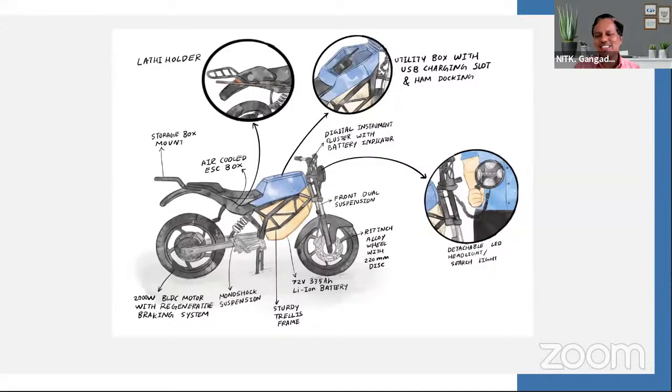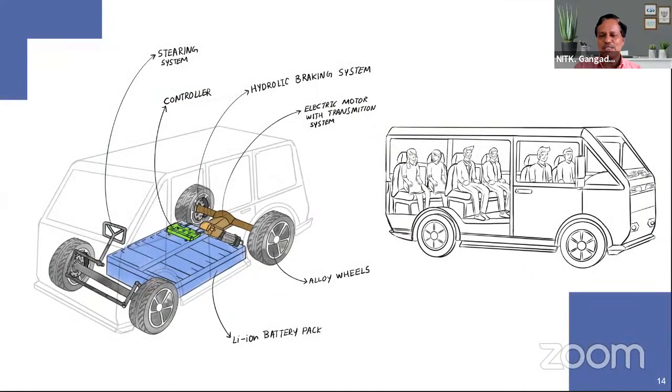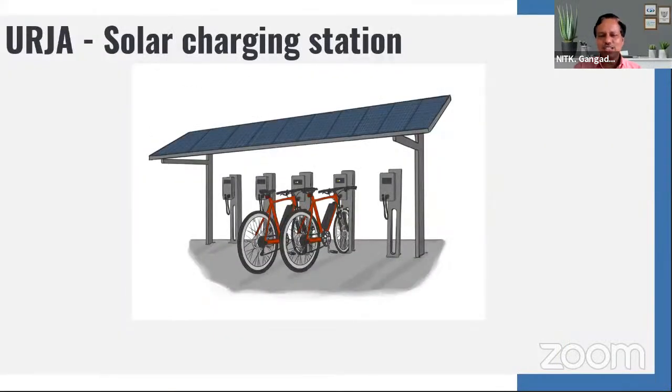You can see the artist makes it in his own way, and whether we are able to make it in a similar fashion or not depends on engineering feasibility. But he grabs the information from the user and puts it as a concept diagram. And this is another one which we are looking at as a van. This is still in the concept stage. And another project which we have put along with it is Urja, the solar charging stations for all the e-vehicles. This is all activity within NITK.